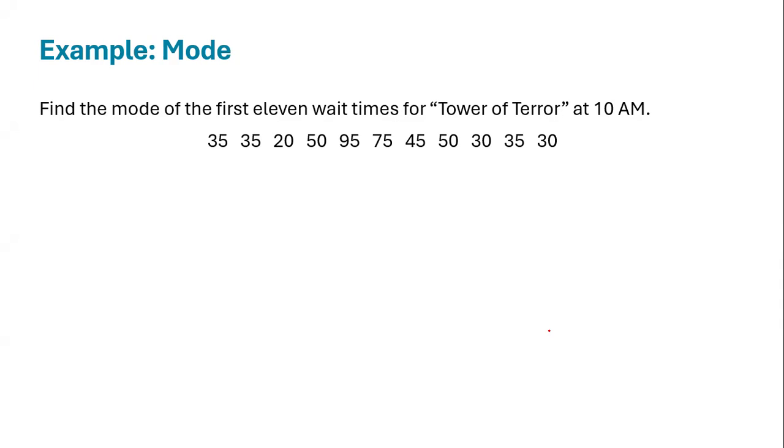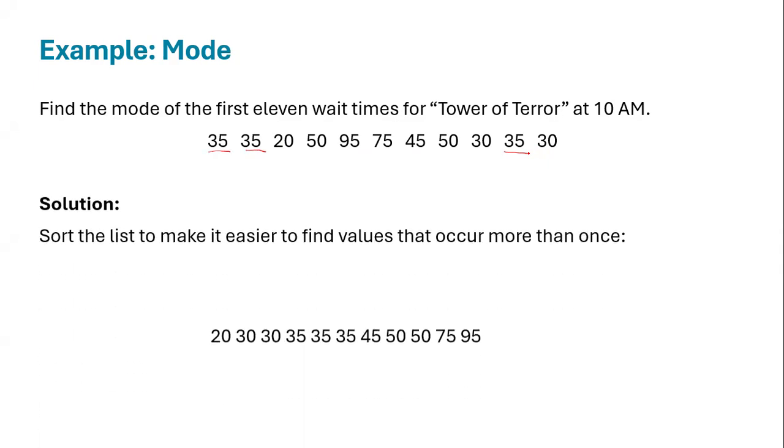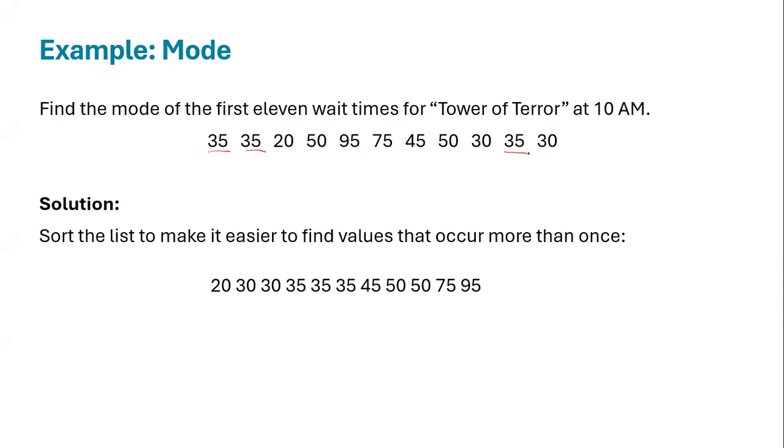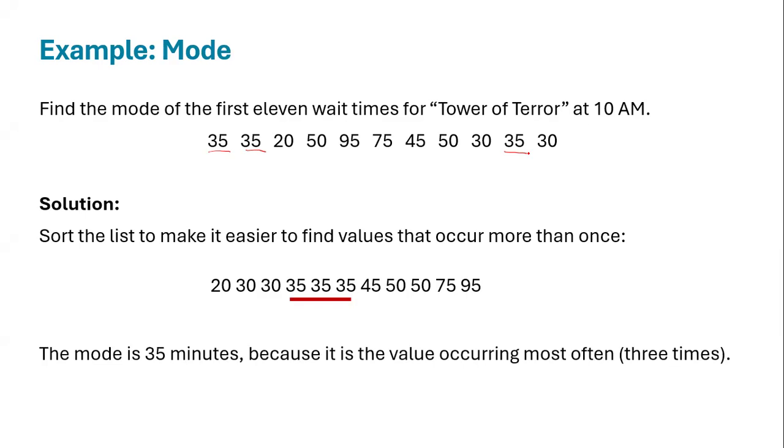So let's look at this data set. Which number is repeating the most? Yeah, you see 35, 35, 35. 35 is repeating 3 times, but no other number is repeating more than 2. So the mode is 35. Or you can put them in order to make it easier, and then you will see that 35 is repeating the most, so we say the mode is 35.